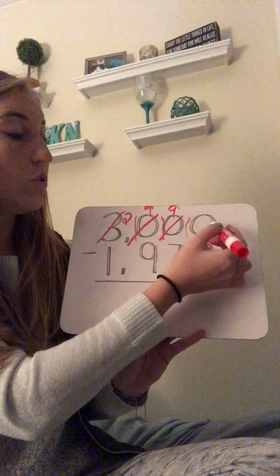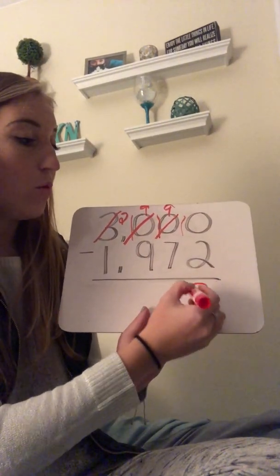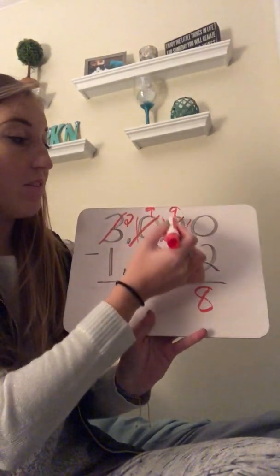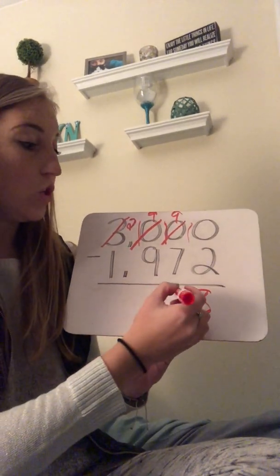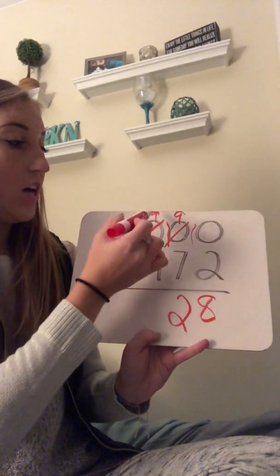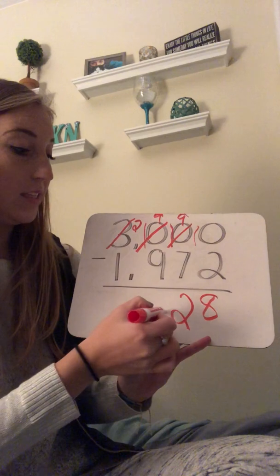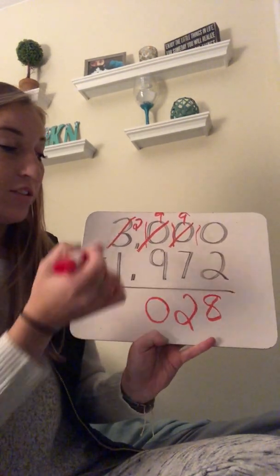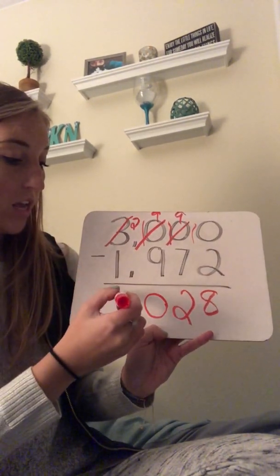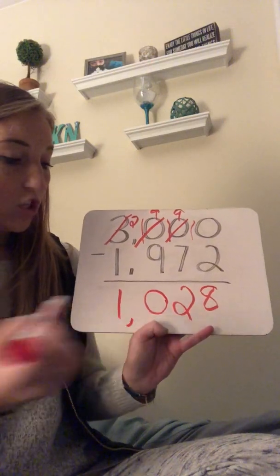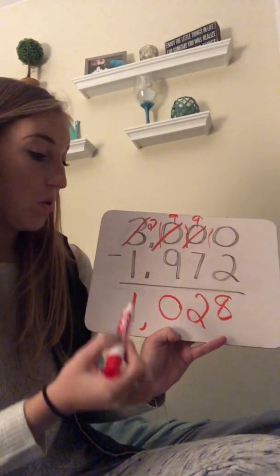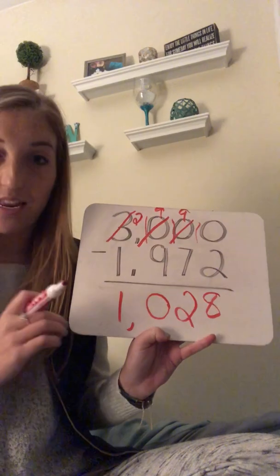Now we can easily subtract across our ones, tens, hundreds, and thousands. So we're going to start in the ones. We have 10 minus 2, which is 8. Then we have 9 minus 7, which is 2. In the hundred spot, 9 minus 9 is 0. And in the thousand spot, 2 minus 1 is 1. So your difference or your answer should be 1,028.